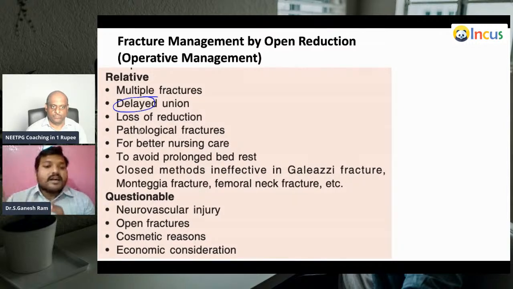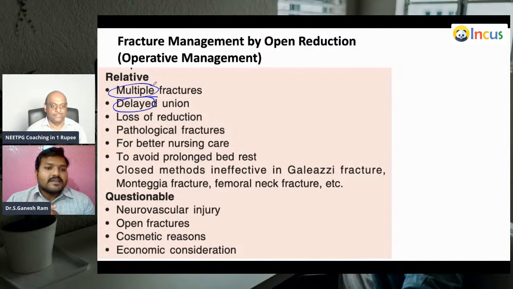If at the initial time by closed reduction you are able to get a good reduction, but in the subsequent serial x-ray, which we repeat after 1 week or 2 weeks, there is a loss of reduction, at that time we cannot again go and reduce, because already a week has passed. So at that time we have to open and reduce the fracture.